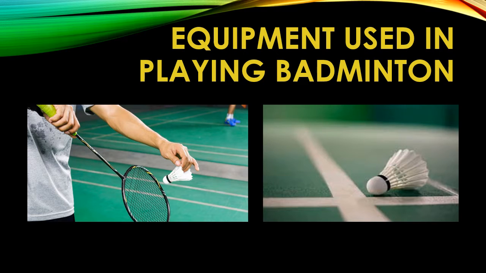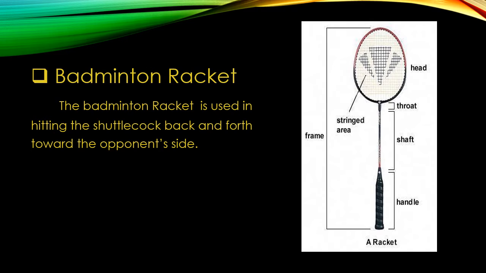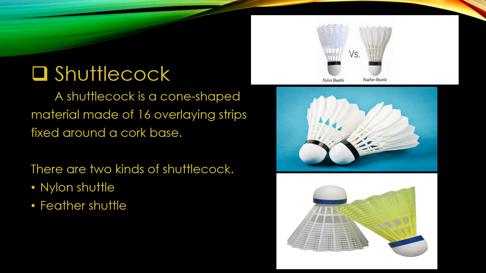Now, let us proceed to the equipment used in playing badminton. The badminton racket is used in hitting the shuttlecock back and forth toward the opponent's side. Next is the shuttlecock. A shuttlecock is a cone-shaped material made of 16 overlapping feathers fixed around a cork base. There are two kinds of shuttlecock: nylon shuttlecock and feather shuttlecock.